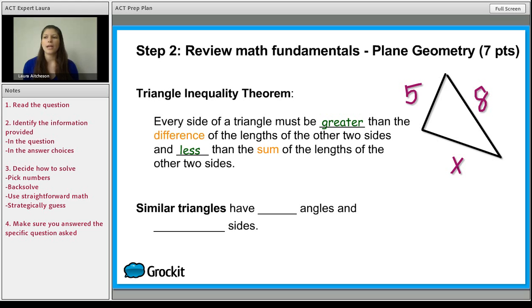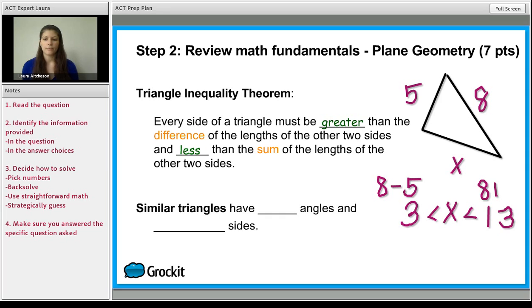But then again, what can X be? Are there any rules governing how big or small X can be? You better believe there are. X has to be somewhere in between these values. So if you take 8 minus 5, you're going to get 3. 8 plus 5 is going to give you 13. Has to be somewhere in between there. So you take the sides and you subtract them, and then you take the sides and you add them.